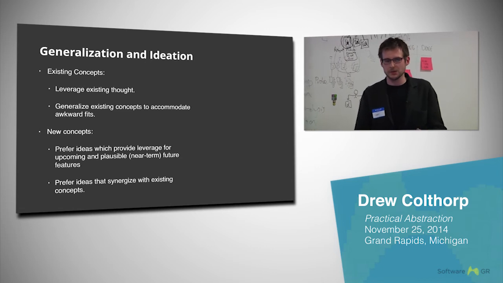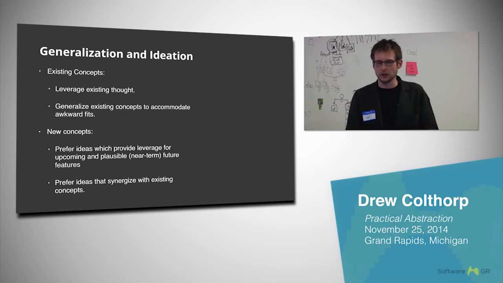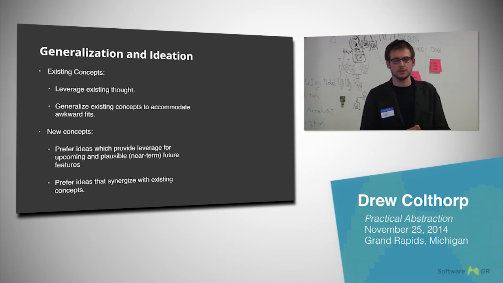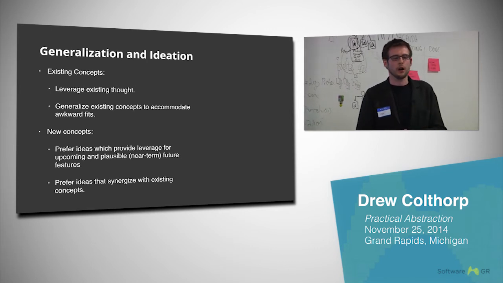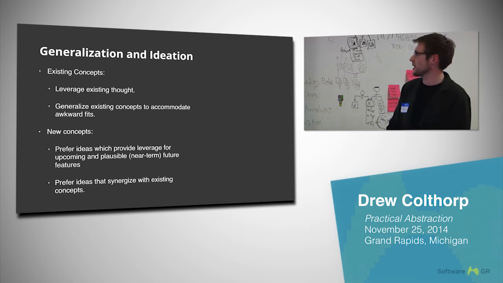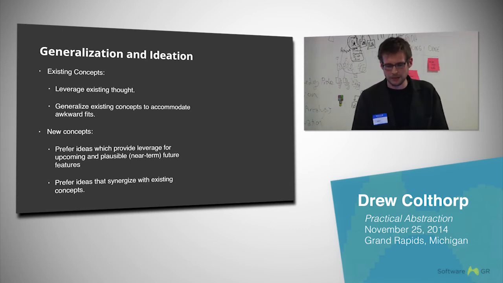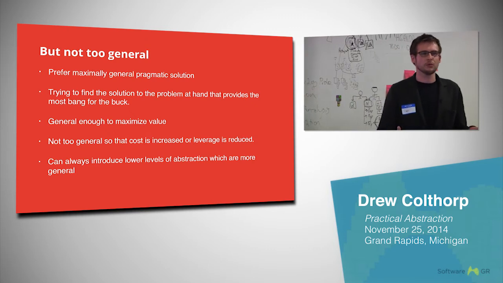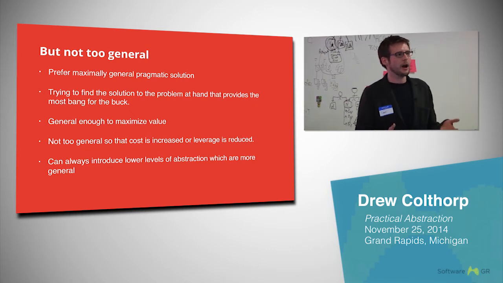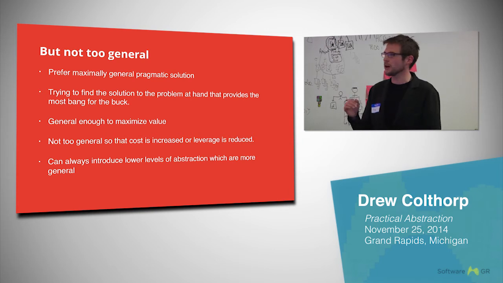So with existing concepts, we're looking to leverage existing thought, and we're looking to generalize them as much as possible to accommodate the things that are awkward fits. But for new concepts, we want to look for things that are going to provide leverage for upcoming features or things that are plausible features. We're preferring ideas that synergize with our existing concepts and give us more of that leverage. But at the same time, we don't want things to be too general. We're trying to make smart bets about how we're using our time. We're trying to create the thing that's going to deliver the most value over the course of a project, and that's a lot of stuff.